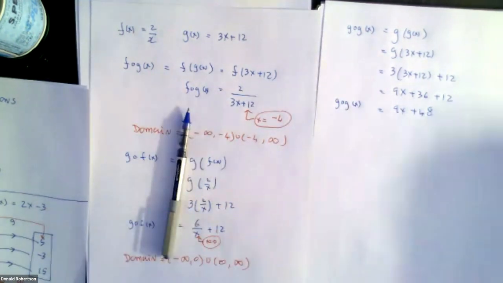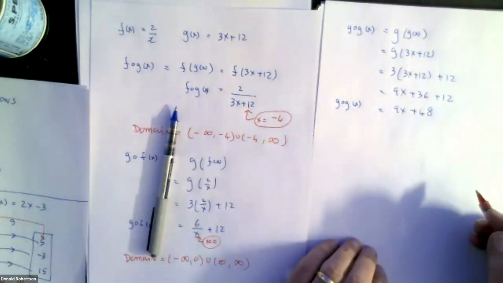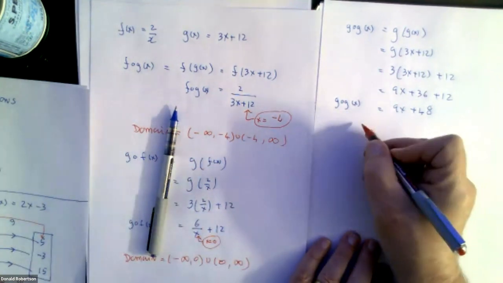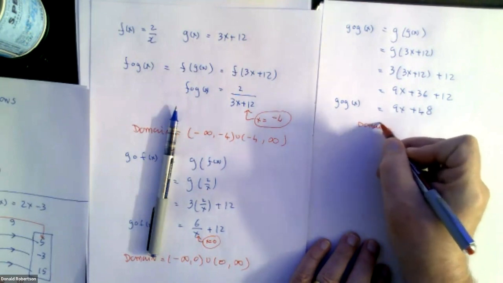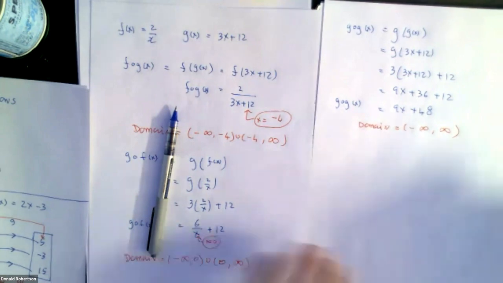And I now have g of g of x. But that guy has got no problems. I can find 9x plus 48 no matter what I do. And so I'm going to be able to get from this guy that the domain is everybody. There are no restrictions. Any value of x will do.